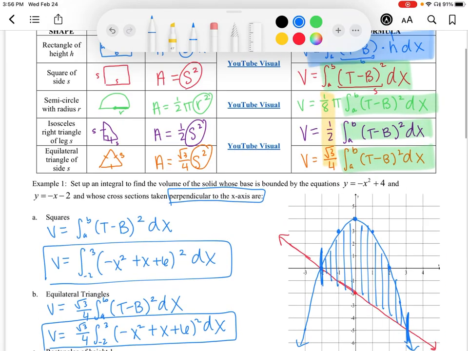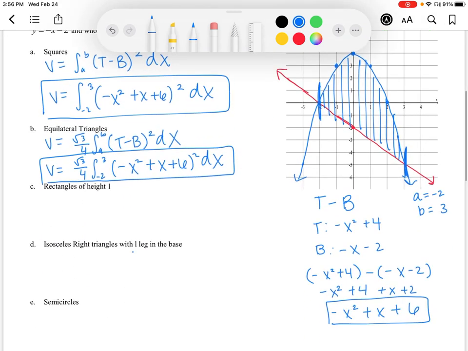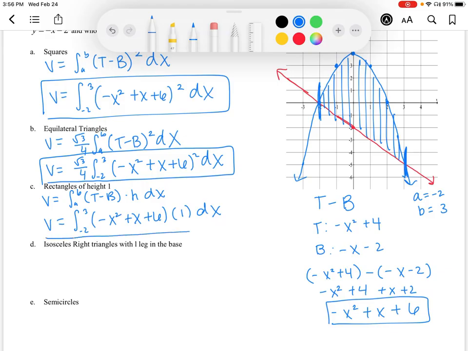Rectangles of height 1. So that's what I was talking about. It's always going to give you the height right there. So the volume is equal to the integral from a to b of (top minus bottom) times the height dx. So my volume is equal to the integral from -2 to 3. My top minus bottom is that negative x squared plus x plus 6. My height is 1, and dx. Technically for this one, you don't have to write that. Your height's not always going to be 1 though, so I would just get in the habit of always writing that height so that when it changes, you don't forget it.